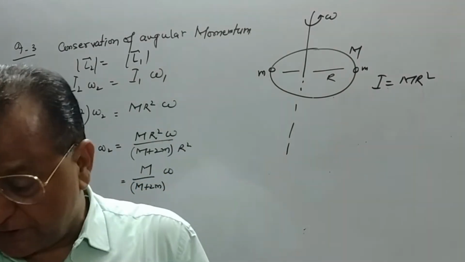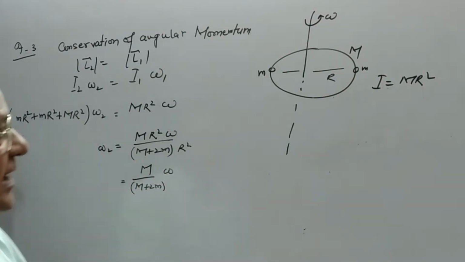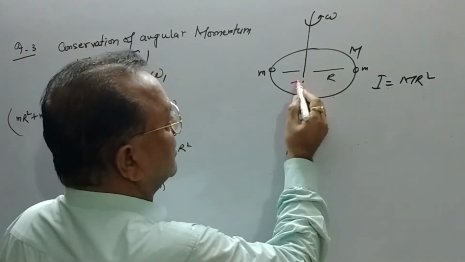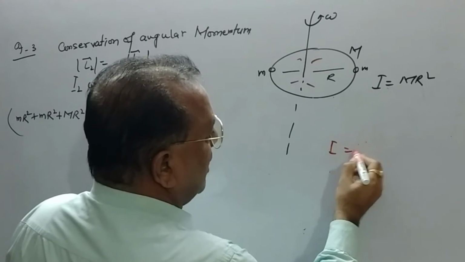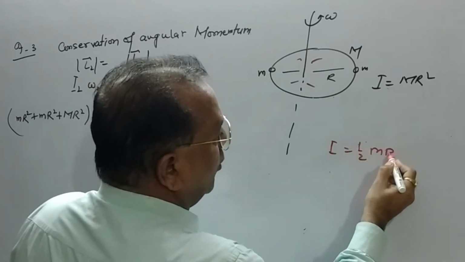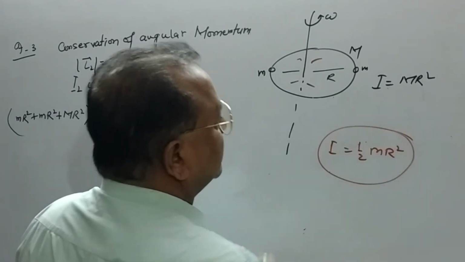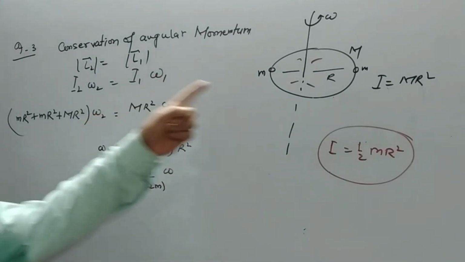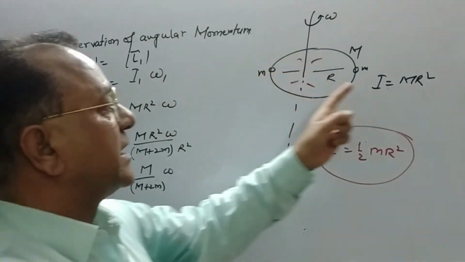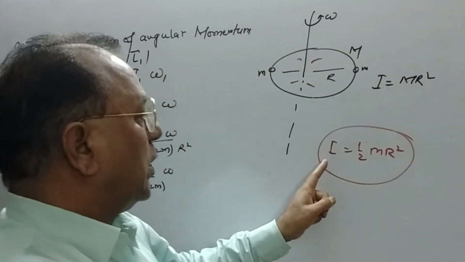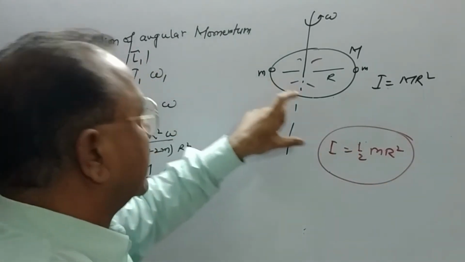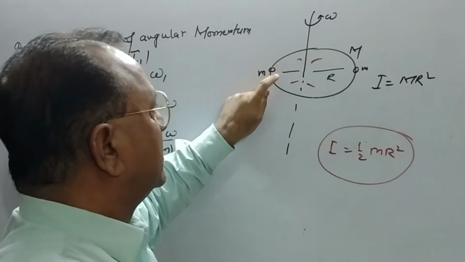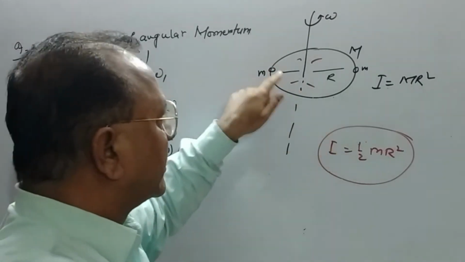Now in this question, be slightly careful. If this is a disk, then I will be equal to half M r square, and the whole question can be solved once again. So in the case of a ring it is M r square and in the case of a disk it is half M r square. In such cases, care must be taken whether it is a disk or a ring.